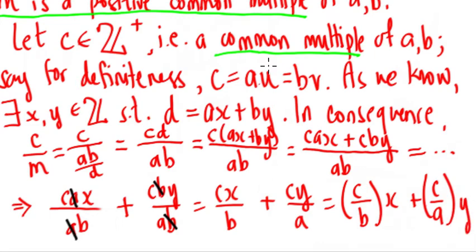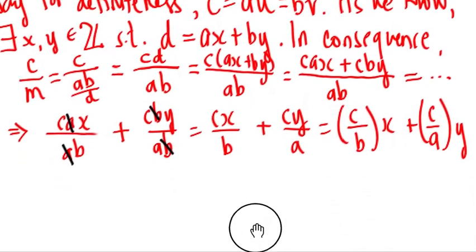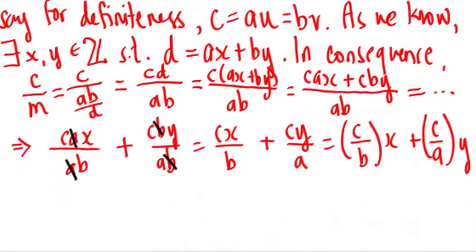Now, if we go back to the definition of C, we can see that C over B is equal to V. Let me write it out again. C equals AU equals BV.